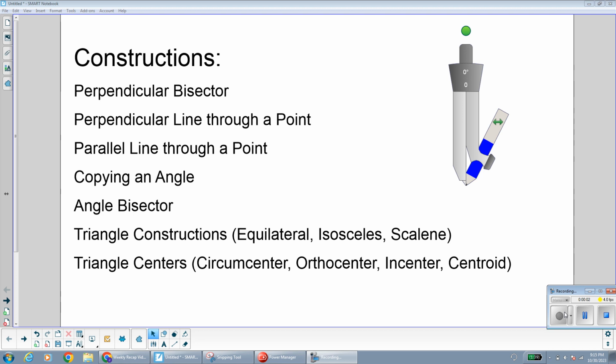Hi everybody, in this video we're going to go through all of the constructions learned in geometry so far. So the constructions that we're going to do in this video are the perpendicular bisector construction, perpendicular line through a point, parallel line through a point, copying an angle, angle bisector, constructing different kinds of triangles, equilateral, isosceles, and scalene, and triangle centers, the circumcenter, orthocenter, incenter, and centroid.